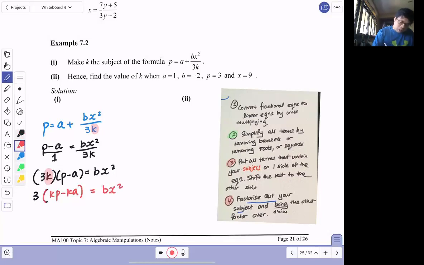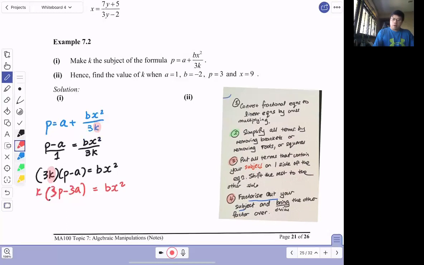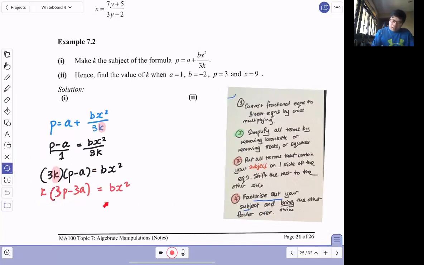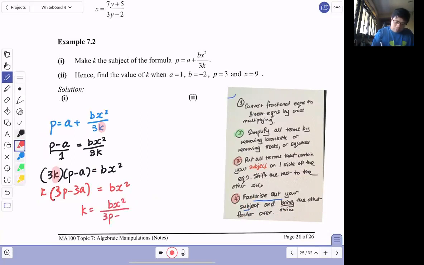You can see that when I take out my K, the rest of the factors are here: 3P minus 3A is inside. Factorize out my subject and bring the other factor over. So from here, K equals BX squared over 3P minus 3A.